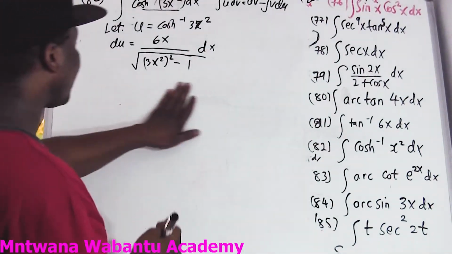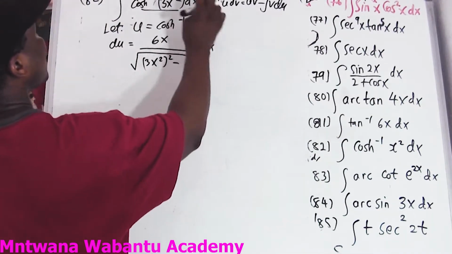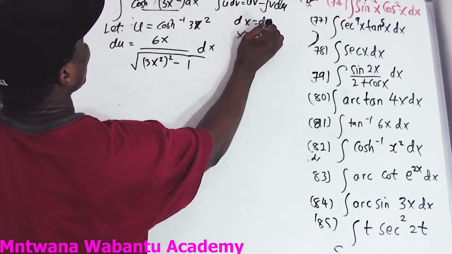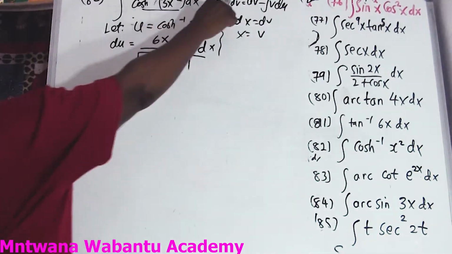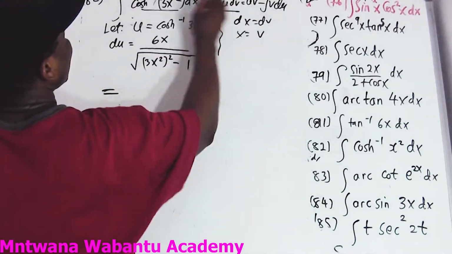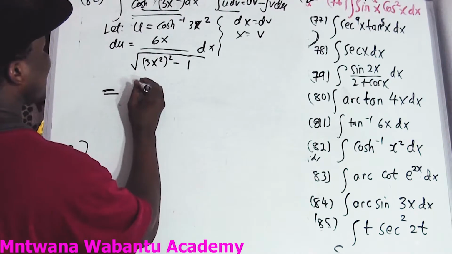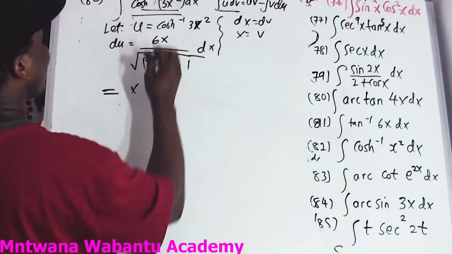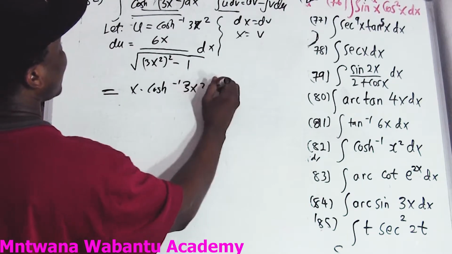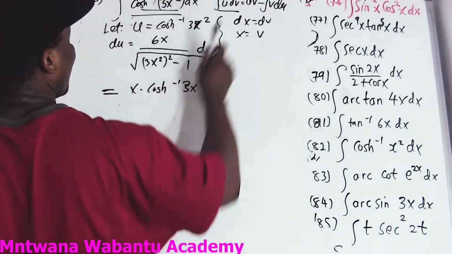Okay, cool. Now when you integrate, dx equal to dv, so integrate, x equal to v. Now the integral of everything they gave us equals u times v. U times v is x times cos inverse of 3x squared, minus the integral of v du. Here we go.